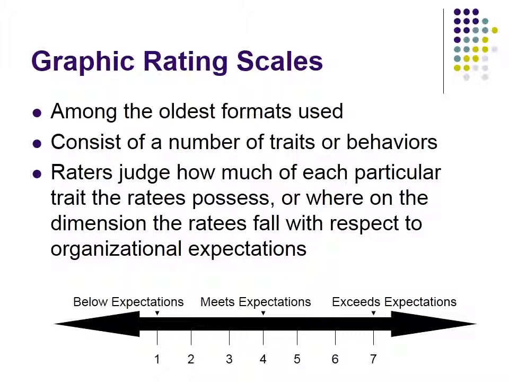So for instance, it might be overall performance: below expectation, a 1; meets expectation, a 4; and truly exceeds expectation, a 7. Generally speaking, with graphic rating scales, there will be more than one item. It might be interacts with subordinates, interacts with managers, has positive interactions with customers. It'll be a series of items, usually drawn from a job analysis, but whoever is doing the rating is just using these scales to rate how much that statement or that behavior is done or represents the person being rated.